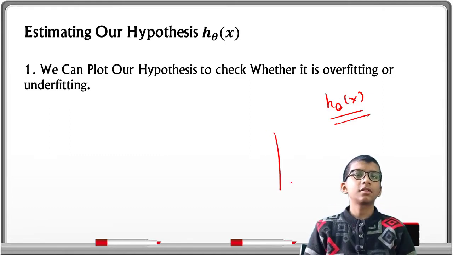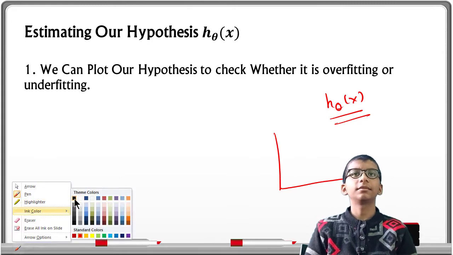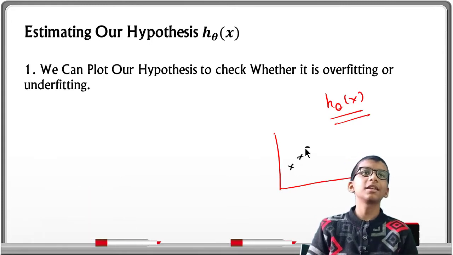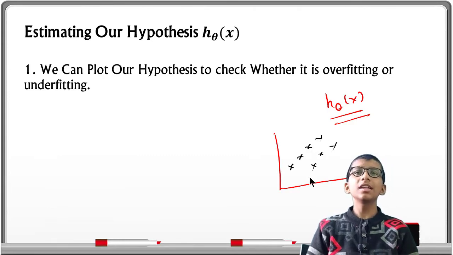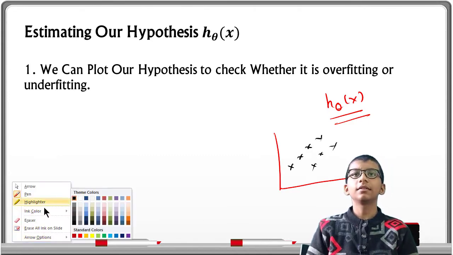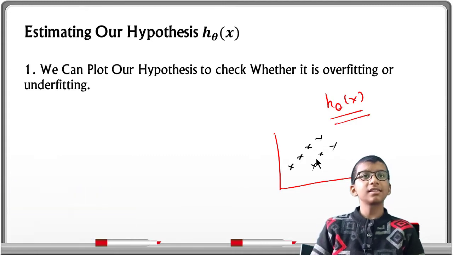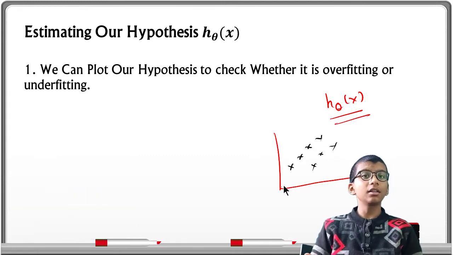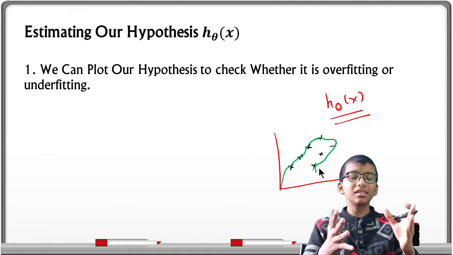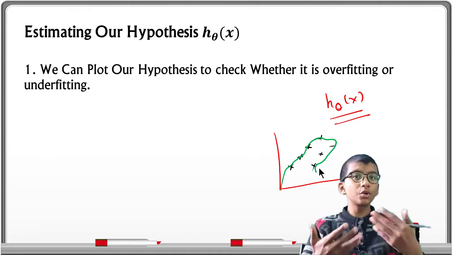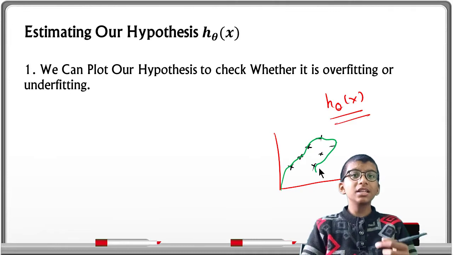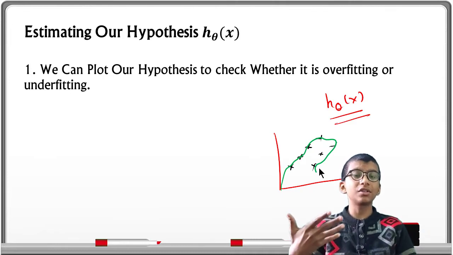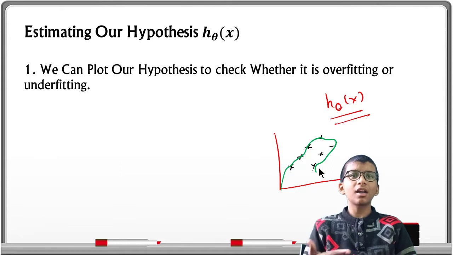So this is my plotting point, and this is an XY plane. These are some of the data points, and I can plot the hypothesis. If our model is overfitting, it will be good on our training data, but it will fail to generalize to our new data. So that's why this model is not a good model.